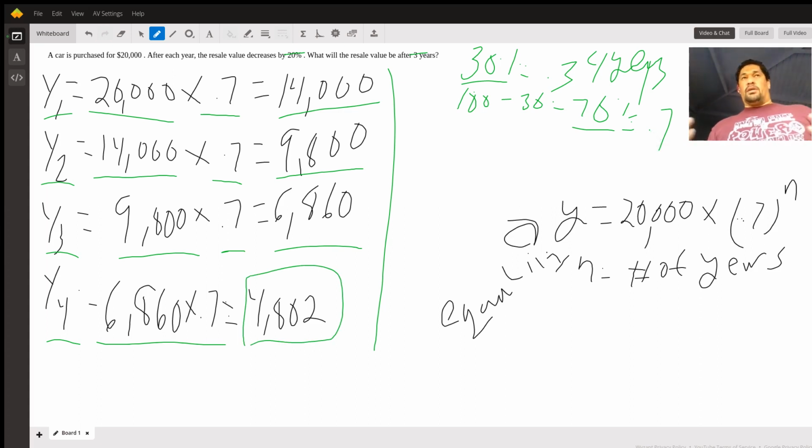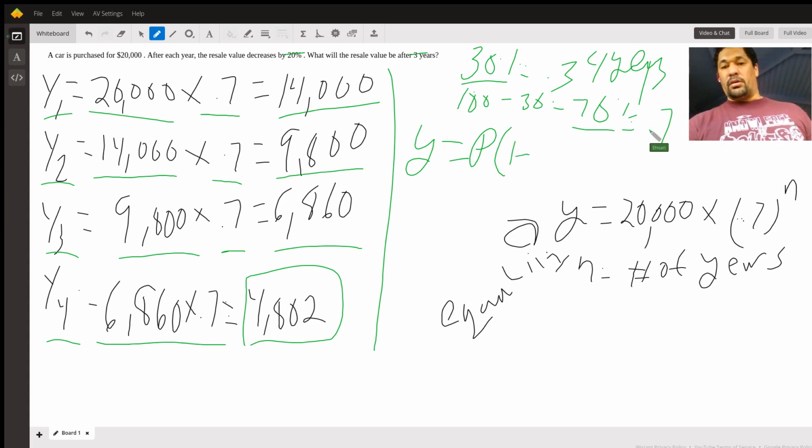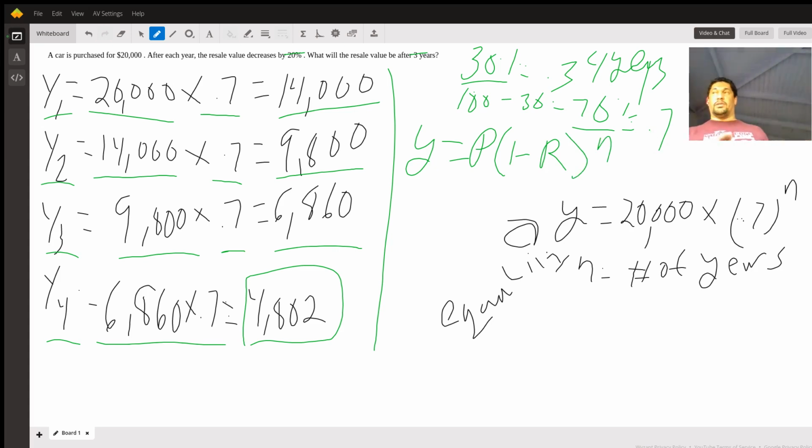However, there is an equation or formula you can use for that. This is an exponential equation we're dealing with. The equation goes y equals p times (1 minus r) to the n power. This is the equation for stuff like this. We're dealing with compounding depreciation.